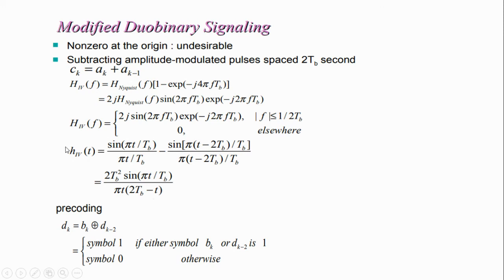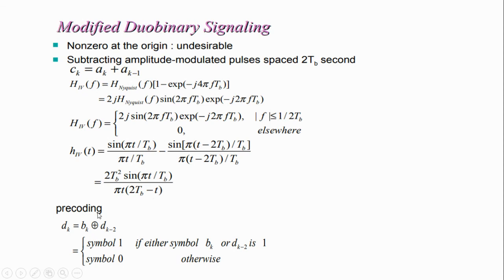If we find the time domain function, we will get sine pi t divided by Tb, the whole divided by pi t divided by Tb, minus sine pi (t minus 2Tb) divided by Tb, over pi (t minus 2Tb) divided by Tb. If we take the LCM, the function simplifies to 2Tb squared sine pi t divided by Tb over pi t (2Tb minus t).